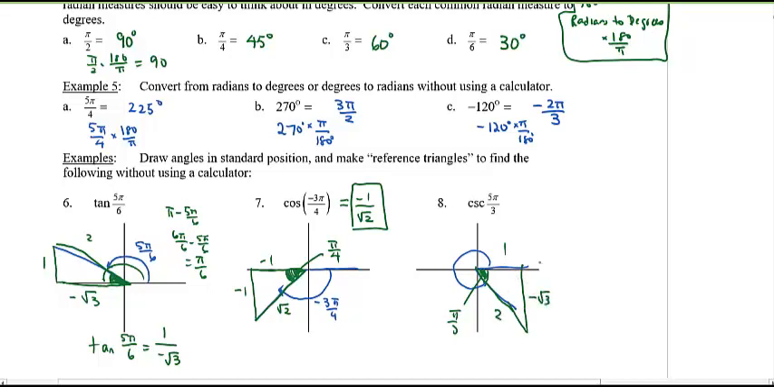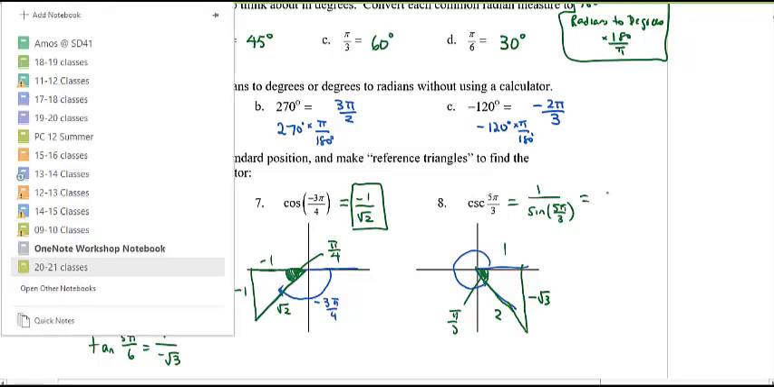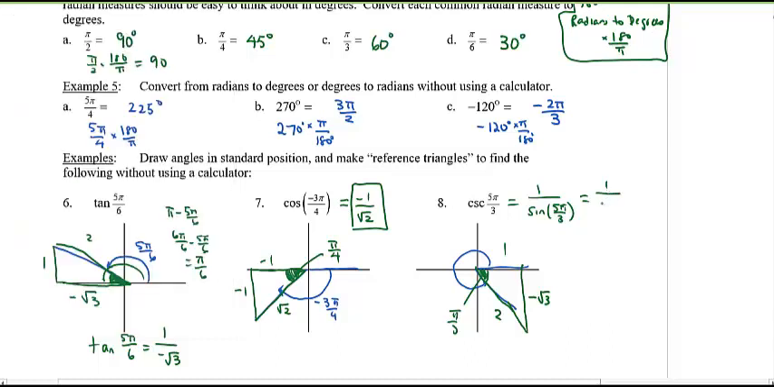Good. Cosecant, you can define it as the same thing as 1 over sine of 5 pi over 3 if you want. Sine of 5 pi over 3, sine is defined as y over r, so that's 1 over y, which would be negative root 3 over r. Or better yet, the flip of that would just be 2 over negative root 3.